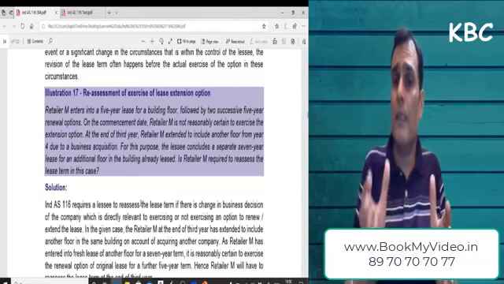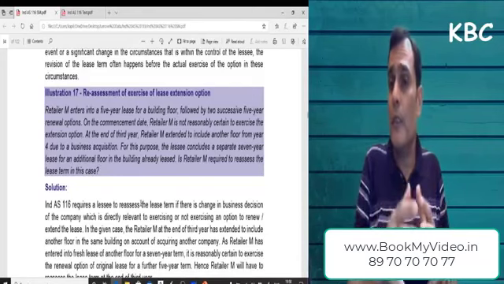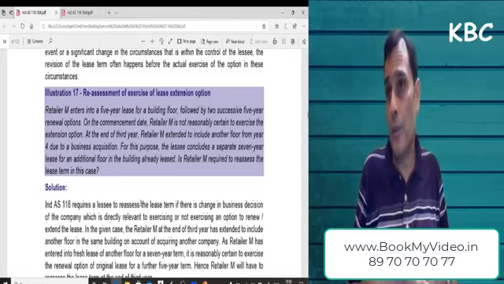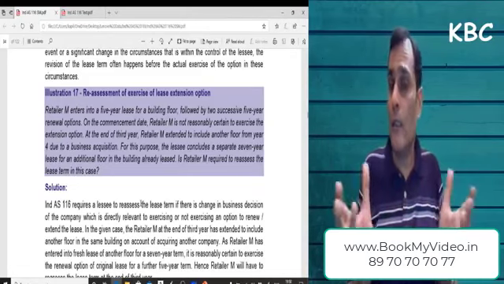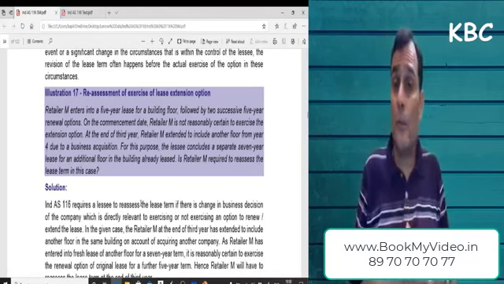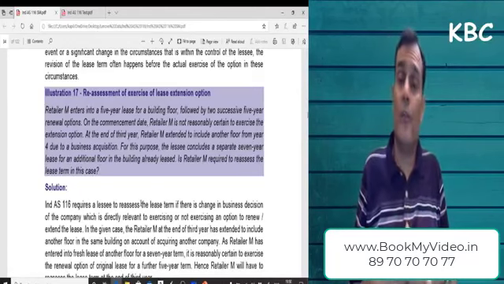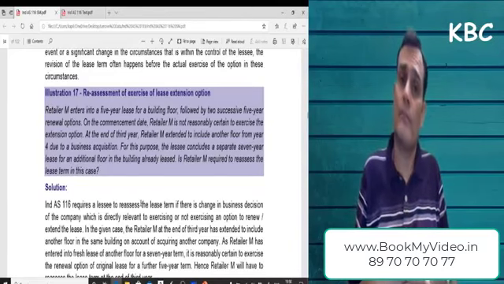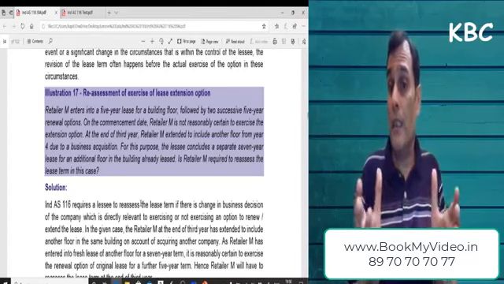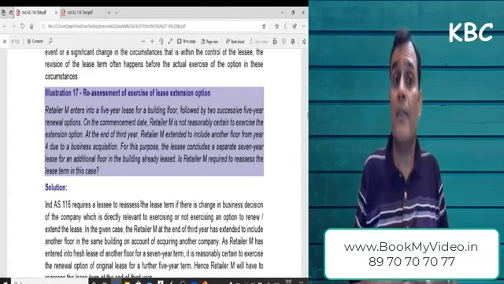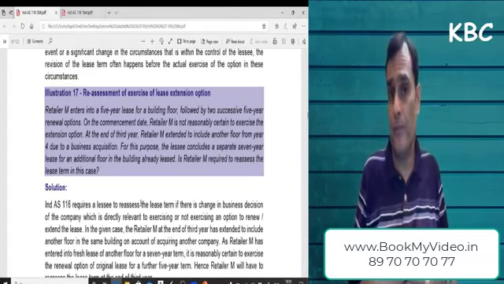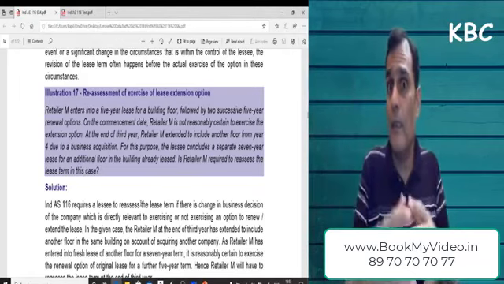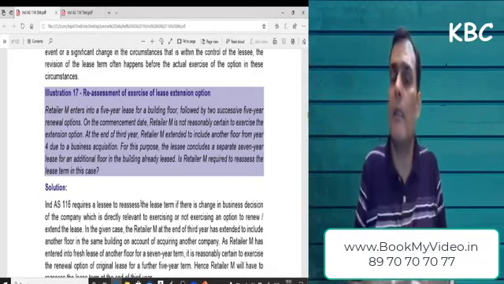At the end of the third year, retailer M extended to include another floor from year four due to a business acquisition. You might have acquired control over another company, so your business is expanding and you need more space, for which purpose we took another floor. For this purpose, the lessee concludes a separate 7-year lease for an additional floor in the building already leased.